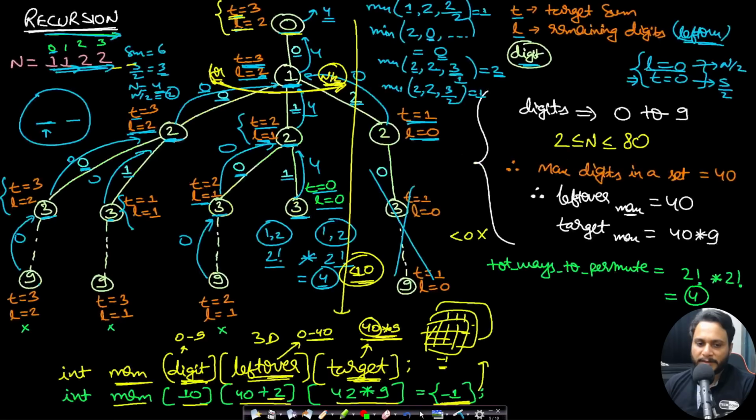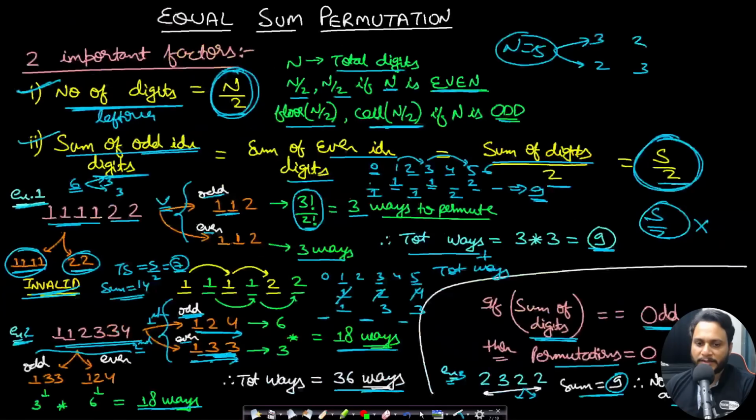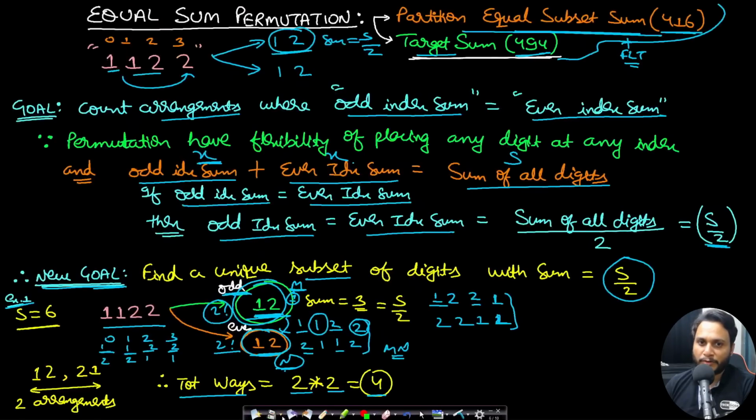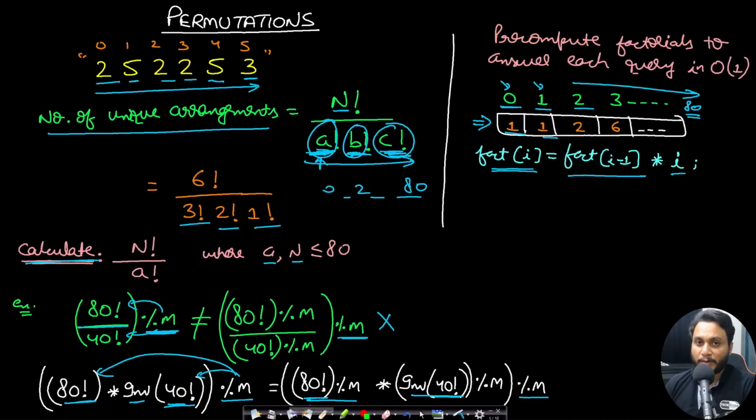So this is the entire approach by using recursion, Fermat's little theorem, modulo multiplicative inverse, and some basic modulo arithmetic. Let's now look at the code.